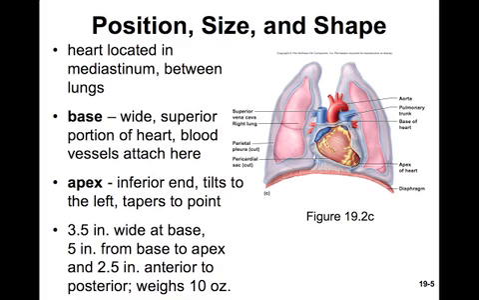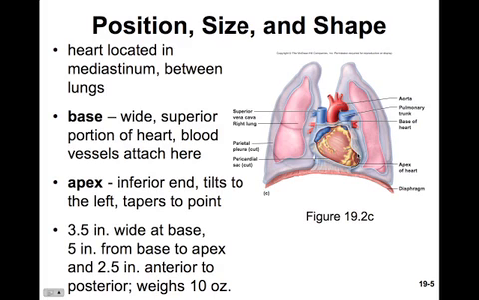So as you'll recall, the heart is located in the mediastinum, which is a membranous pouch that's located between the lungs. It's described as having a base and an apex. And this is a little bit misleading because the base is at the top and the apex is at the bottom, but it's based on the shape. The base is the wide portion of the heart. It's superior, and most of the blood vessels attach here. The apex is the inferior end, and it tilts slightly to the left and tapers to a point here.